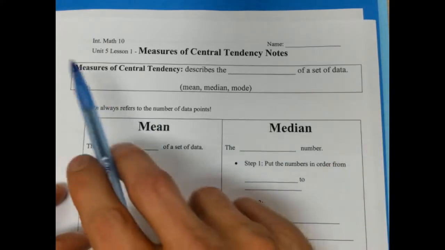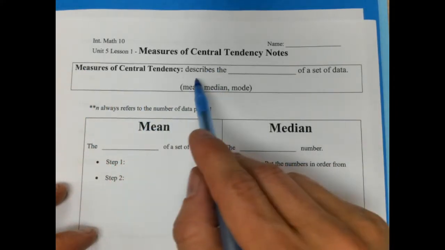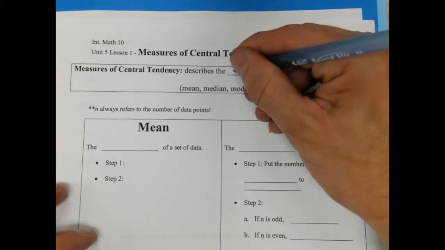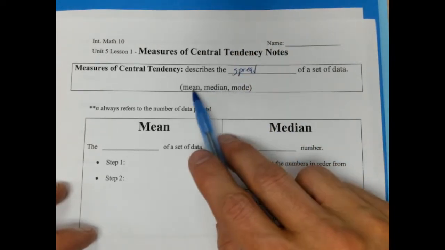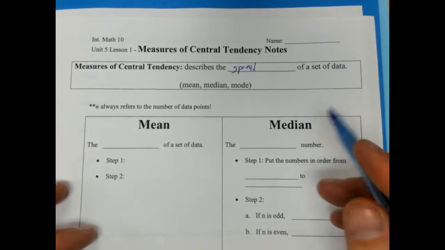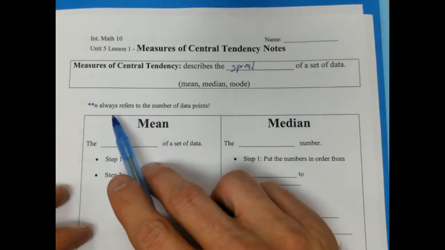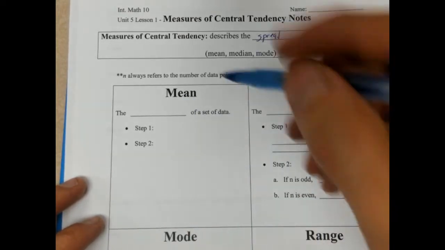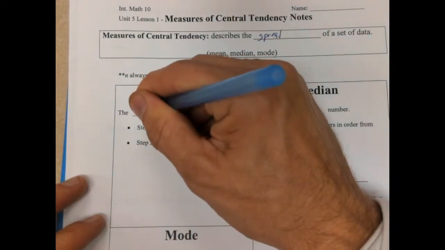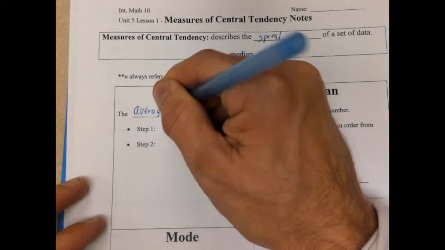So let's get started. Measures of central tendency describe the spread of a set of data, okay? Mean, median, mode. Range is not part of that, but anyway. Let's get right to mean. So mean is just a fancy word for average, okay?